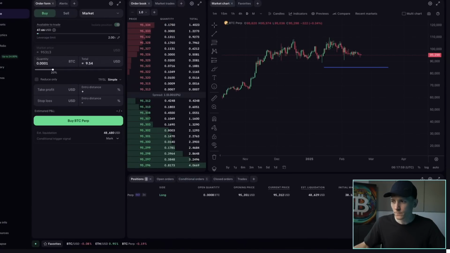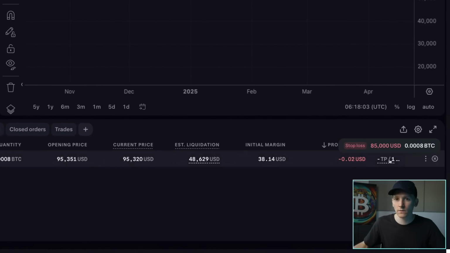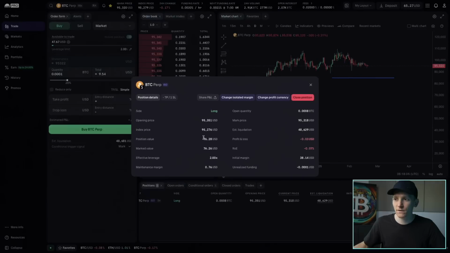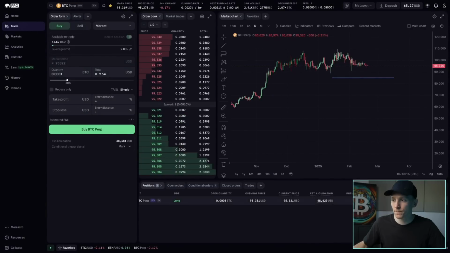So from here, if we go to this icon right here, TPSL, we're going to click that, and it shows us all of the trade. So it shows the trade size and the opening price and everything like that. From here, you can also change your margin and leverage like we just saw. And I'll click off of that as well. I'll just click this back on.